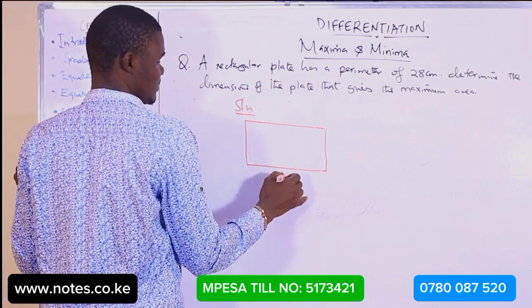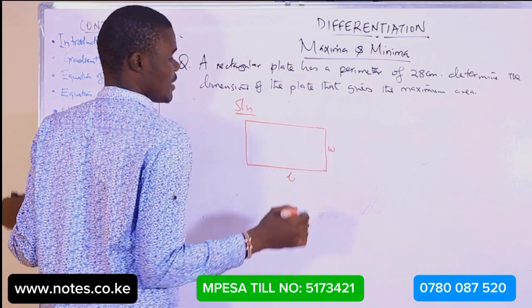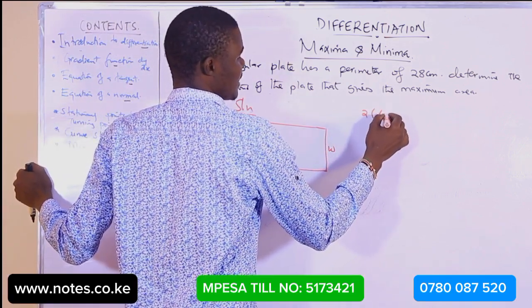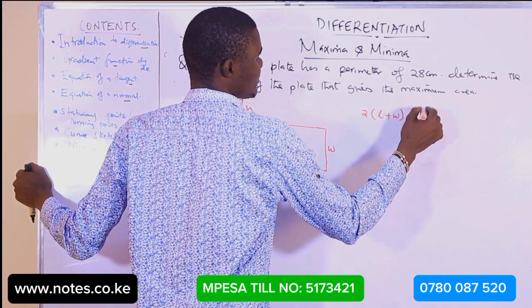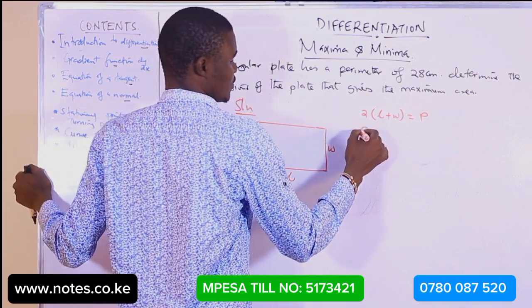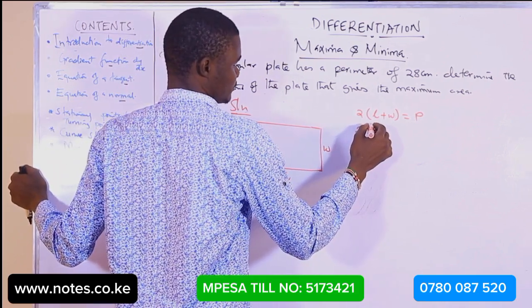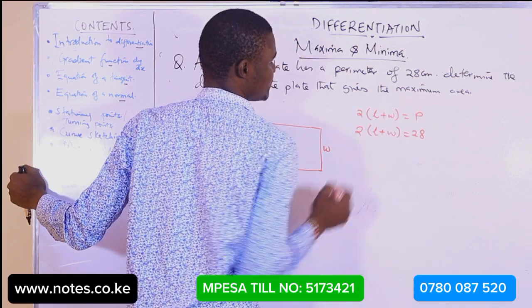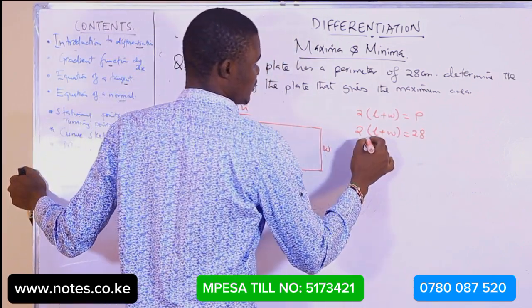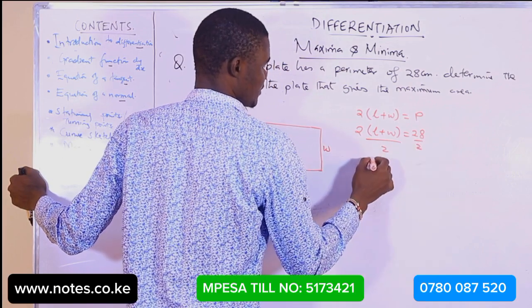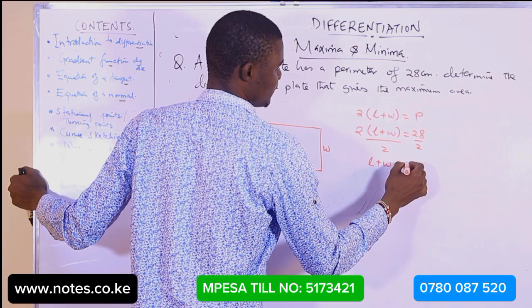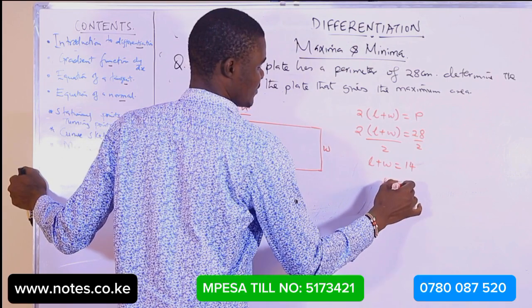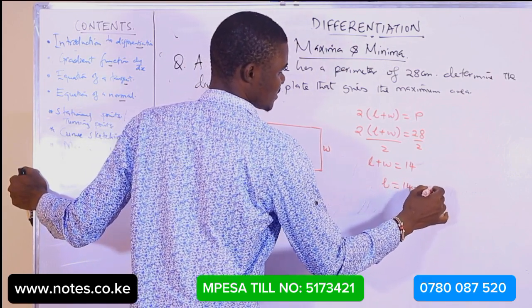So the perimeter is 28. So we know a plot is normally length by width. And the formula for perimeter is 2 into L plus W. So therefore, when we take 2 into L plus W, we are going to get a perimeter of 28. Dividing all through by 2, we are going to get L plus W is equal to 14. So we can make L the subject of the formula. We can say length is equal to 14 minus W.